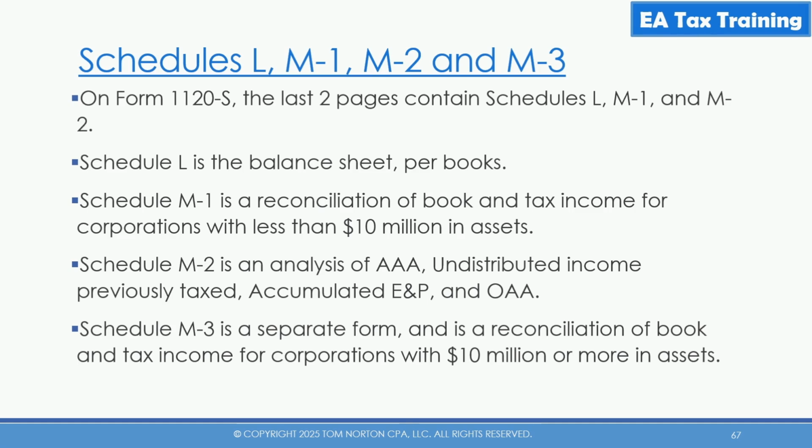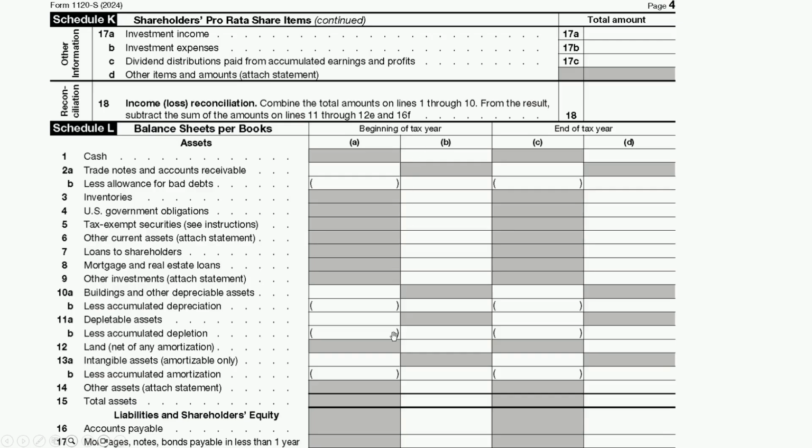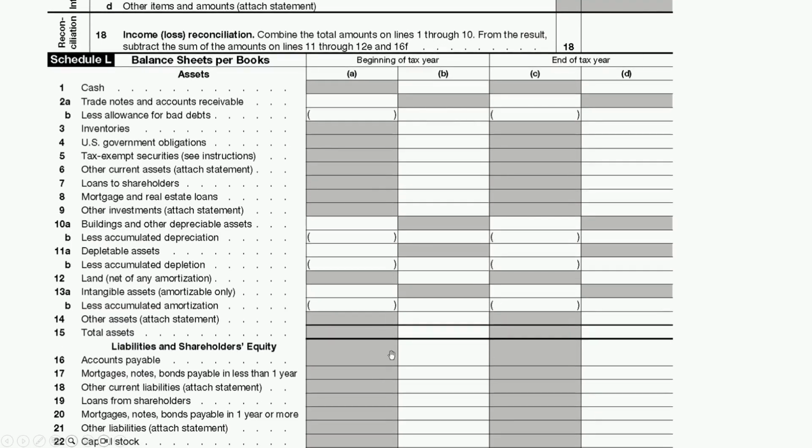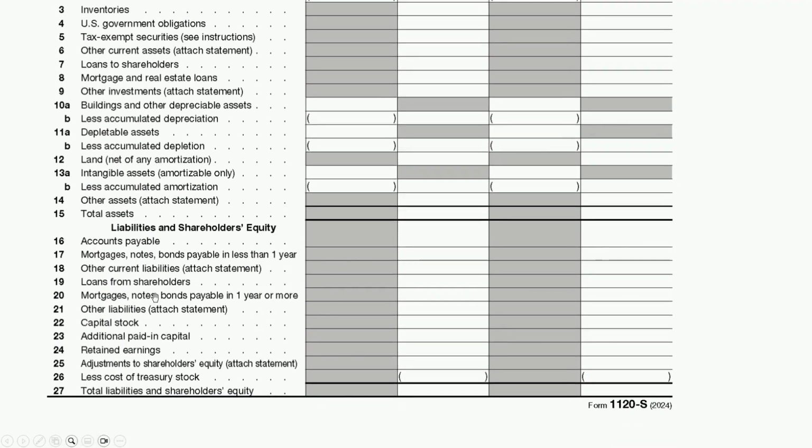And then Schedule M3, as we've seen before, is a separate form, and it is a reconciliation of book and tax income for corporations with $10 million or more in assets. So let's look first at Schedule L. Looks a lot like the C corporation balance sheet. When we get down to the capital section, it is a little different here.